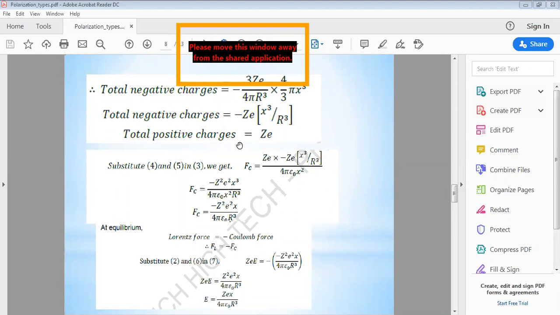Okay, so as I said before, the total positive charge is Z into e, because the number of electrons and number of protons is the same. So the Coulomb force we can calculate now as Ze into minus Ze x cube by r cube, which we have calculated here as the total negative charge, divided by 4 pi epsilon naught into x square, which is the radius square in the formula.